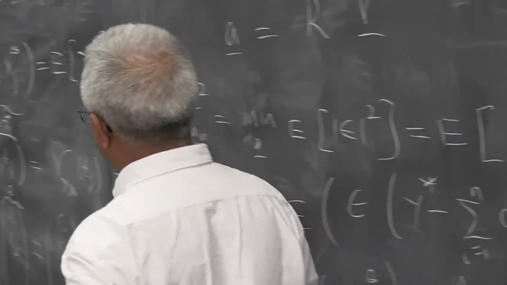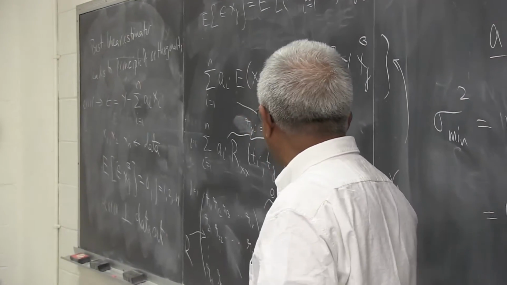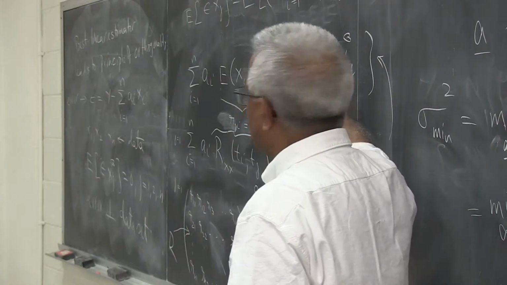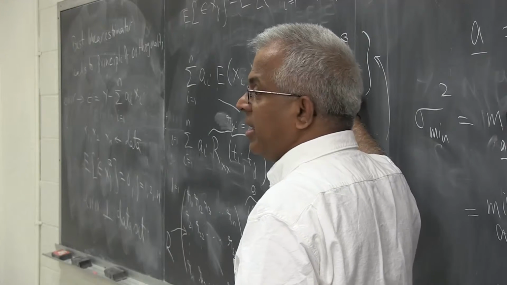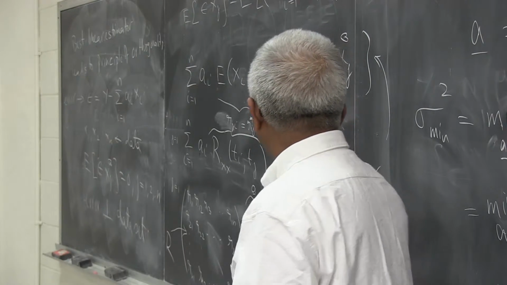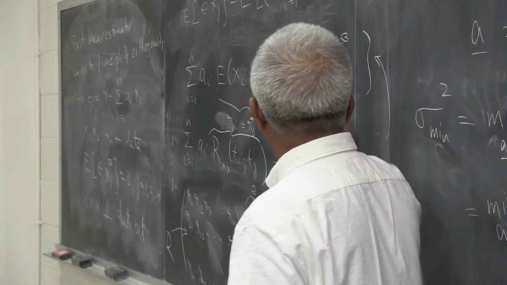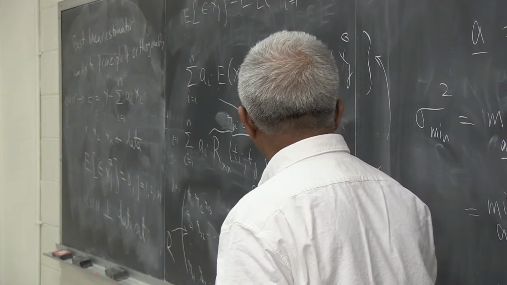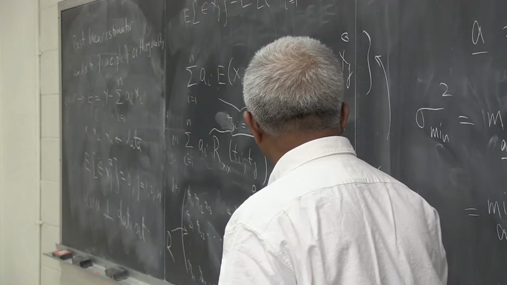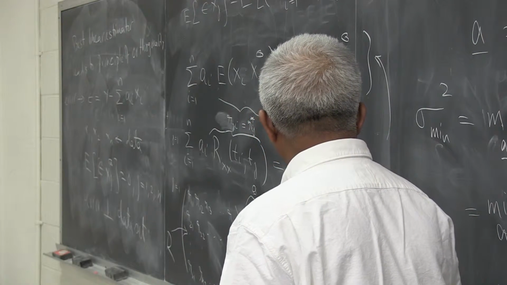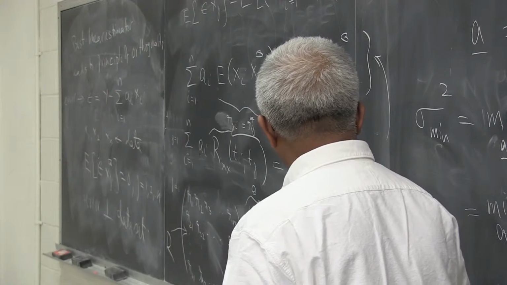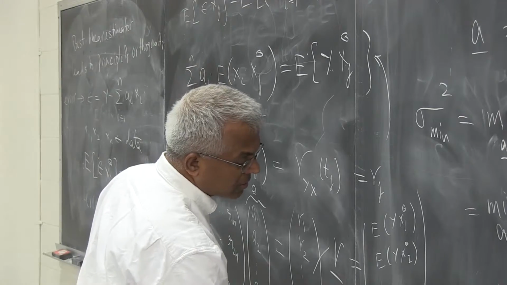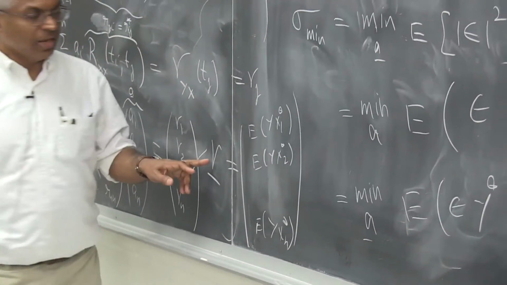So look at here. What is this gamma vector? Gamma is here. Gamma 1 is y xj star. So this first entry is expected value of y x1 star. The next entry is y x2 star, etc., expected value of y xn star. So that's gamma.